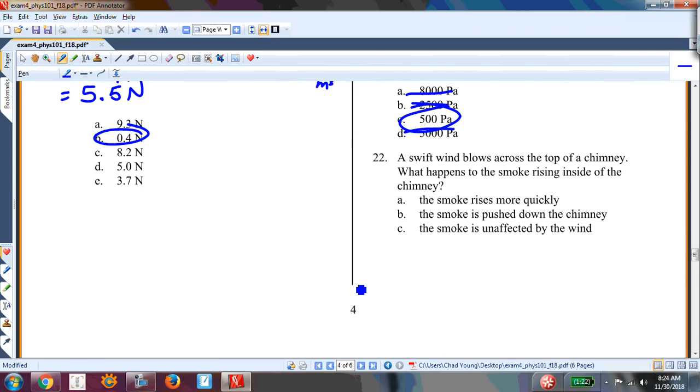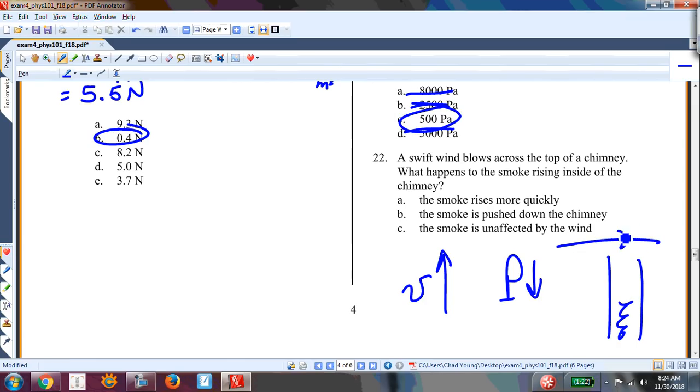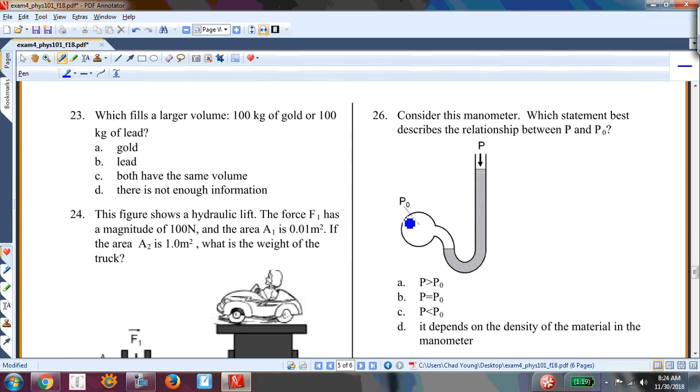A swift wind blows across the top of a chimney. What happens to the smoke rising inside of the chimney? As V goes up, pressure goes down. That's Bernoulli's principle. So that means that in this chimney, here's my smoke, I'll have this strong wind. I will have a pressure that is lower, which means that this stuff will come up. So the smoke rises more quickly.